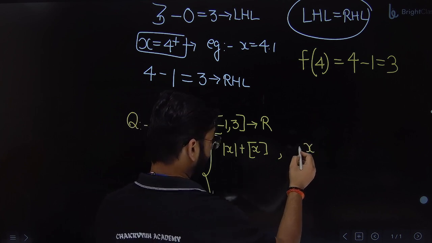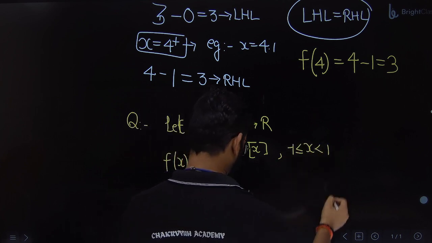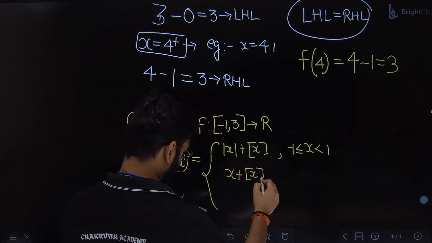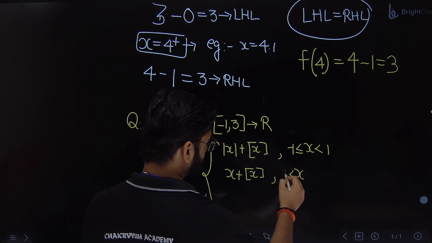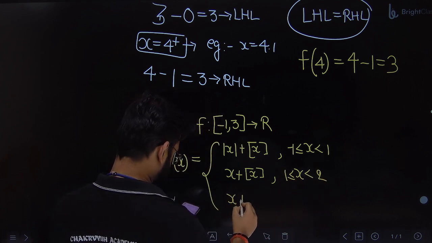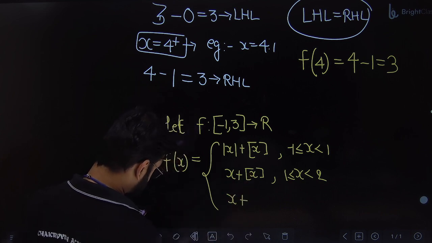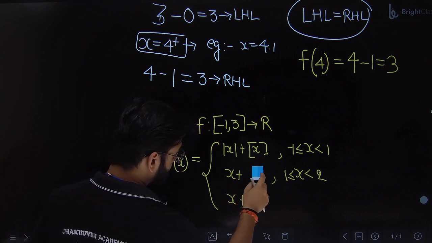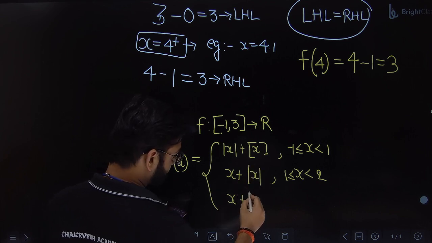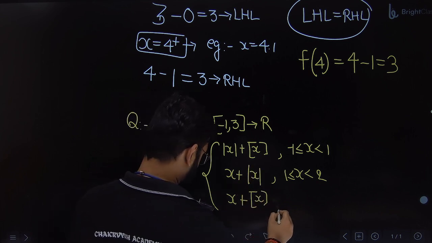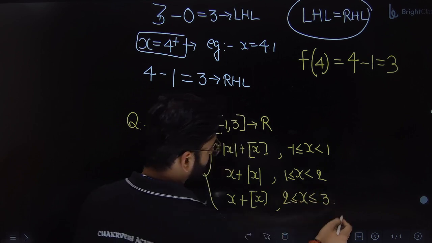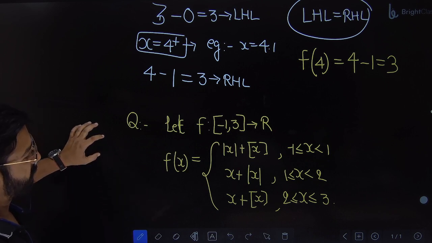X is between -1 to +1. X plus greatest integer of x, x is greater than equal to 1, less than 2. Sorry, this one is mod x, please change it. This one is mod x. Last one, x plus greatest integer of x, x is greater than equal to 2, less than equal to 3. This is our function defined.